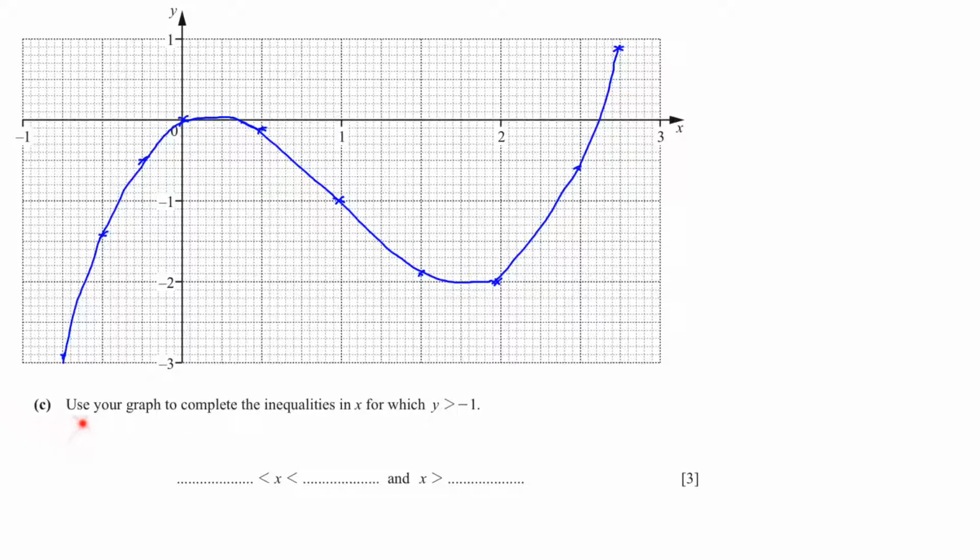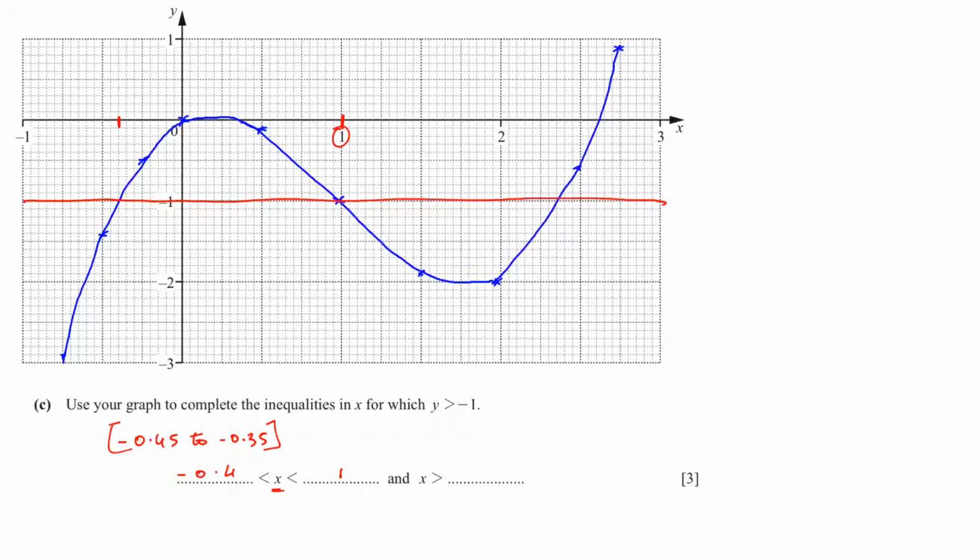Part C. Use your graph to complete the inequalities in x for which y is more than -1. So let's first draw the line y = -1. This line here. And we are looking for the x values. y is more than -1 between this range of x. This is -0.4 and this value here is 1. For the first part, even if you have any value between -0.45 and -0.35, it will be accepted.